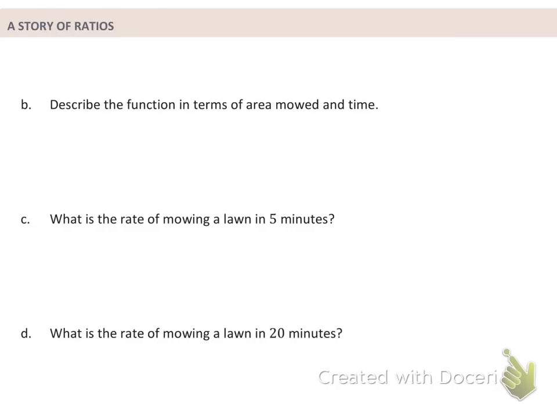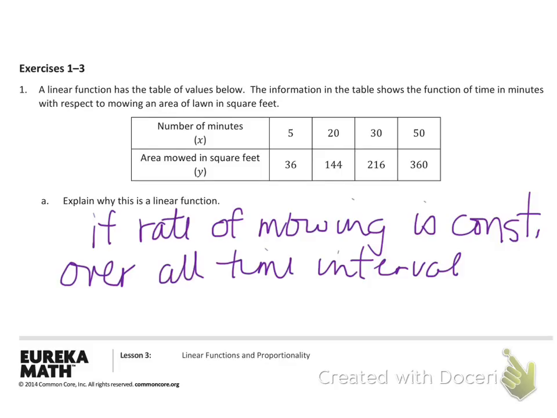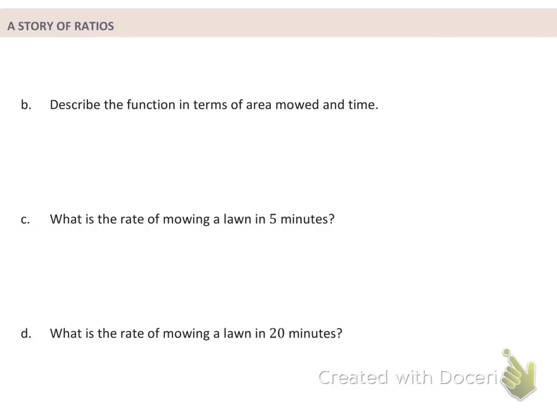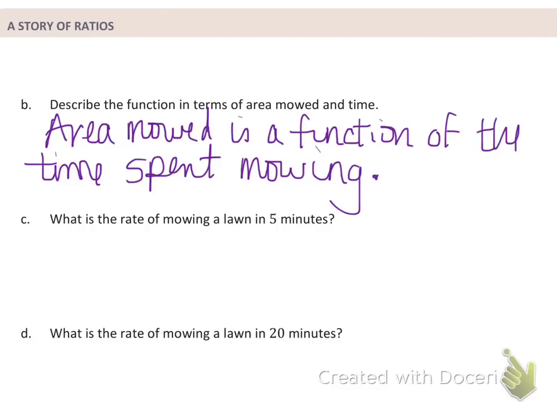First let's describe the function though in terms of area mowed and time. Okay, so we could say that the area mowed is a function of the number of minutes spent mowing. Once again, the area mowed is a function of the time spent mowing. So the input is time, output is the amount of area that gets mowed. All right, so let's look at some of these rates.